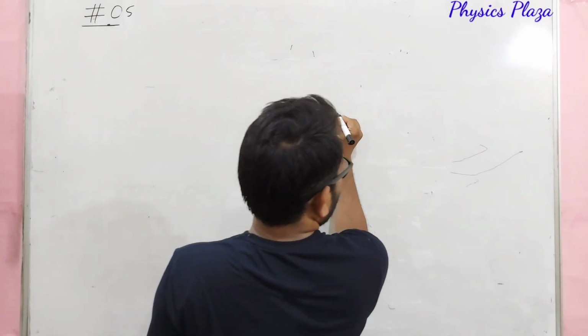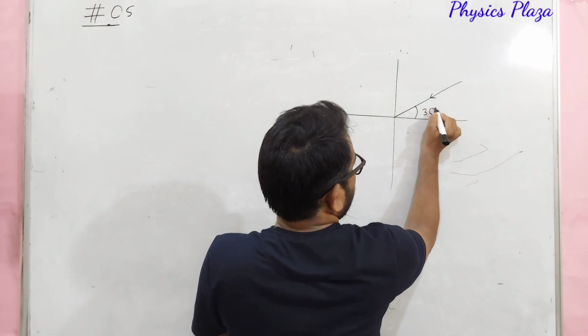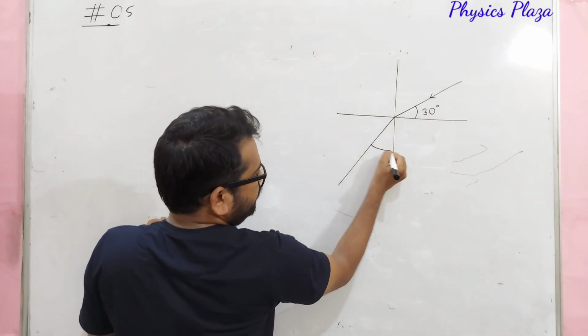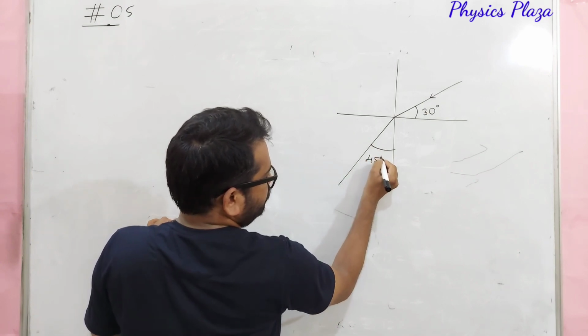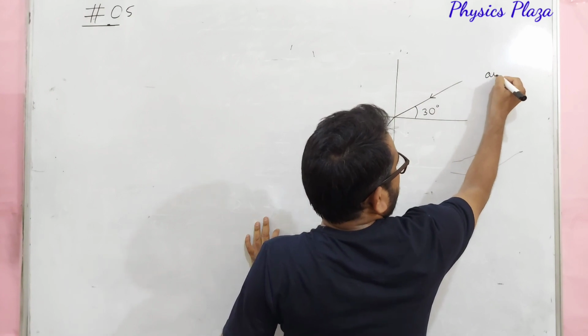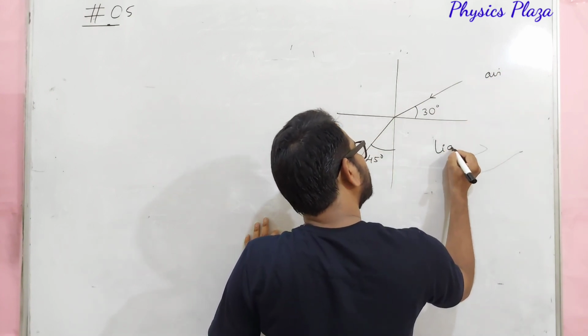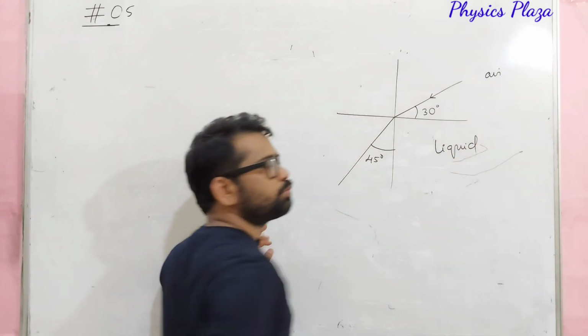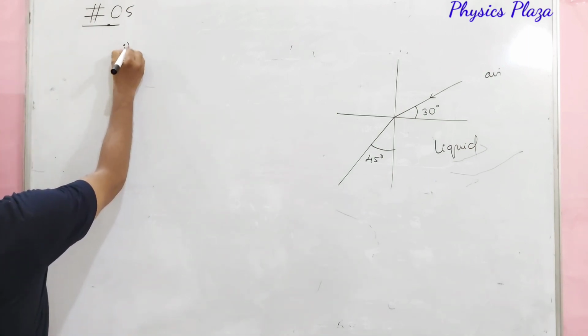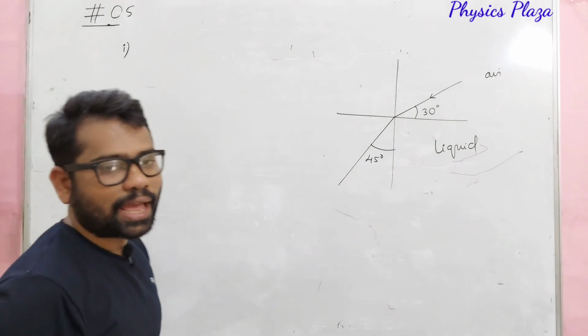Children, here it is given that, look at here, this angle is given 30 degrees and here it is given as 45 degrees. This picture is given. So let us say the light ray is moving from air to some liquid. Now first they are asking us to calculate the angle of incidence.